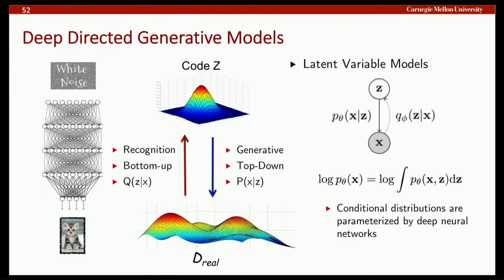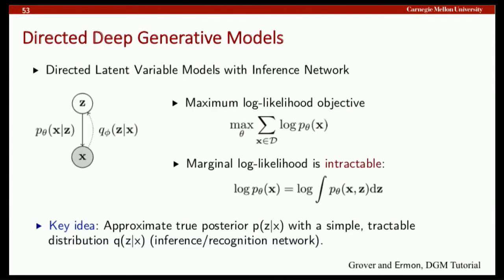Right, and these conditionals here are given by deep neural networks, right? And we can look at the latent variable models. We can maximize the log likelihood objective. We can look at the marginal log likelihood. So they involve the general machinery of working with latent variable models, right?